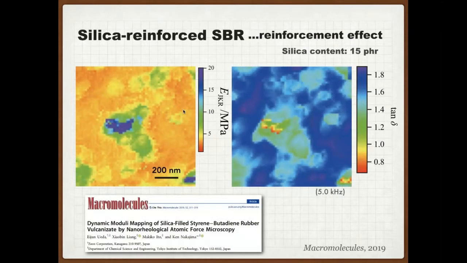Quite recently, we applied this technique to filled rubber systems, which appeared in Macromolecules. Once again, this is the SBR sample, with silica nanoparticles embedded in the rubber matrix. The left-hand side image is the static modulus map, and the right-hand side is new data, which is the loss tangent.